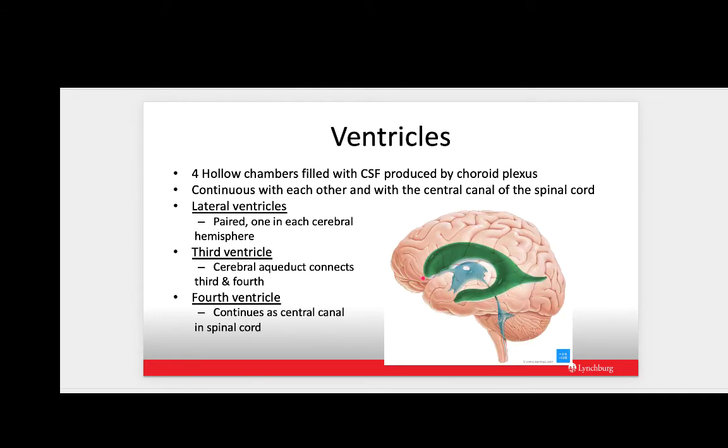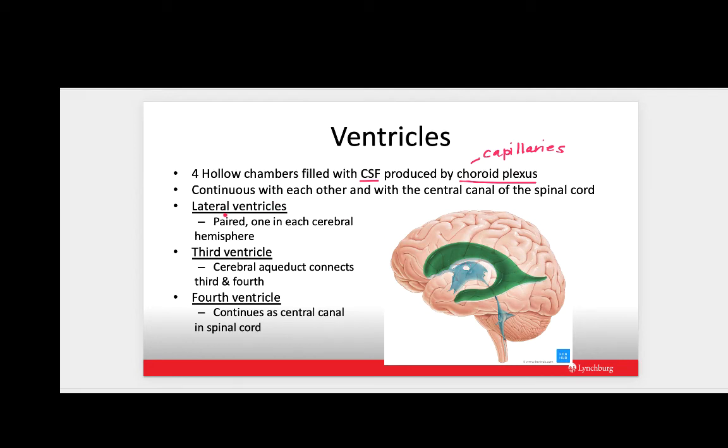Okay, and so this brings us to our ventricles. Ventricles are hollow chambers that are found within the brain and spinal cord. And they're filled with cerebrospinal fluid that is produced by a little tangled knot of capillaries located within the ventricles called the choroid plexus. These hollow chambers are filled with cerebrospinal fluid, and they're basically continuous with each other. So we see this flow of cerebrospinal fluid throughout the ventricles.